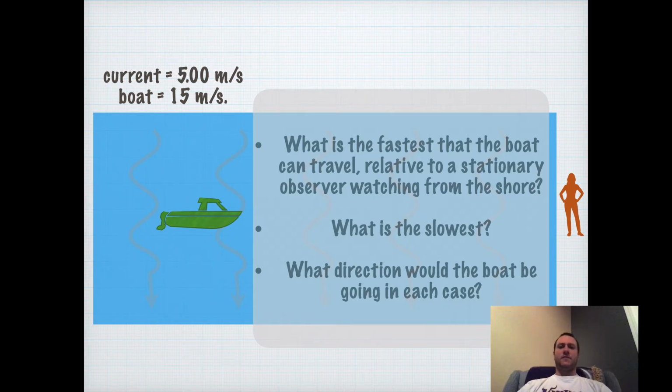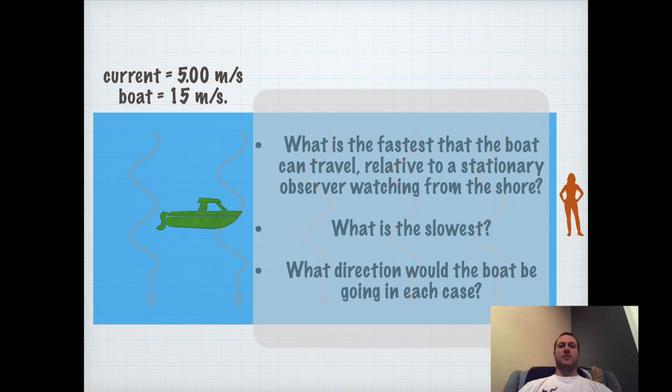Now, take this observer in orange on the right side of the screen, on the east side of the river. What is the fastest that the boat can travel relative to that stationary observer? What is the slowest, and what direction would the boat be going in each case? Well, if you want to be going the fastest, you would want to be going with the current. So if you point that boat and go directly south, you'd be moving at 20 meters per second because the current is going to be helping the boat move. So you'd have 5 meters per second from the current, 15 meters per second from the boat.